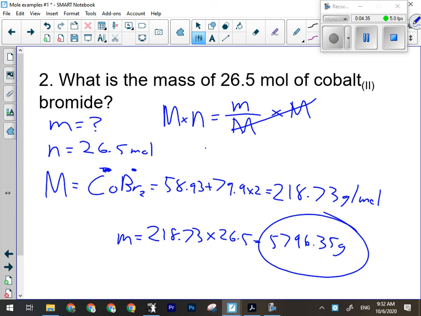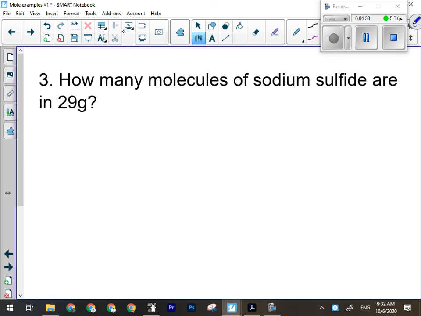Okay, try number 3. Remember, you've got an extra step here. We're looking for the number of molecules involved in this one, which means you're going to need Avogadro's number. What does Avogadro's number tell us? The amount of particles in 1 mole. You're going to need that to get the number of particles, in this case molecules. So if you can find the number of moles, it can help you get the number of molecules.